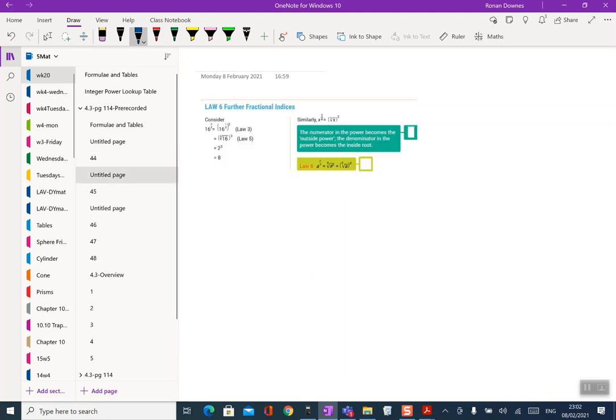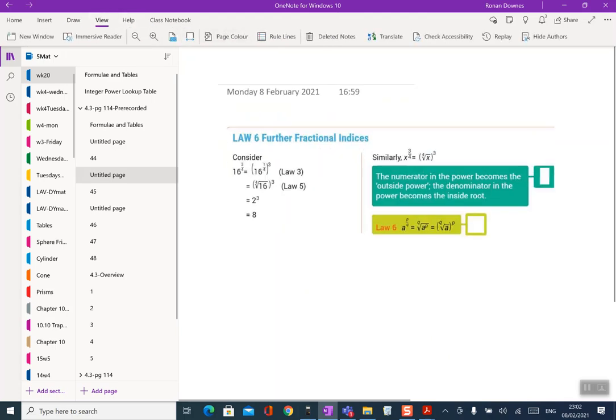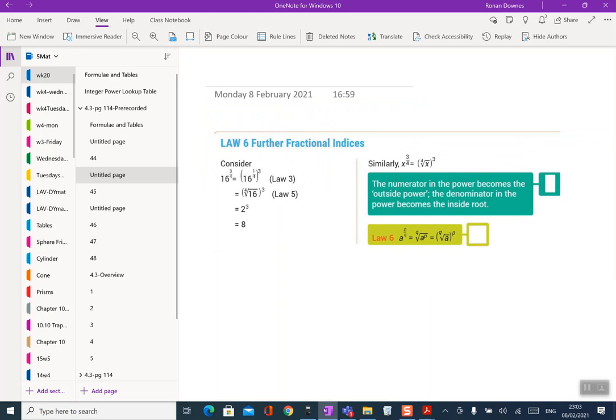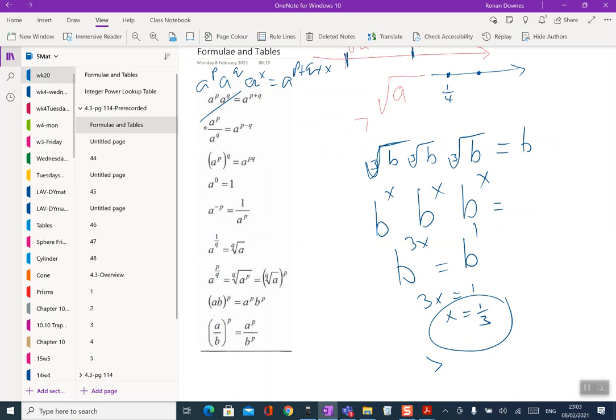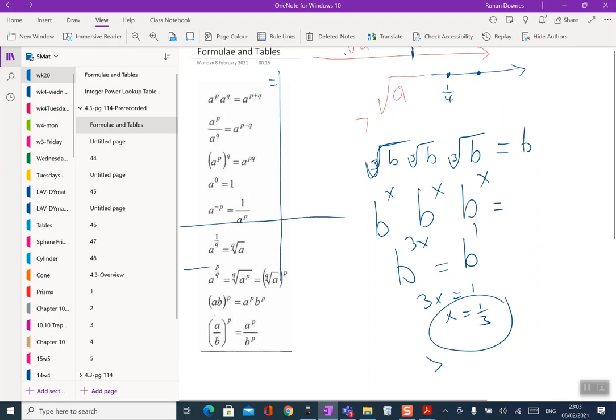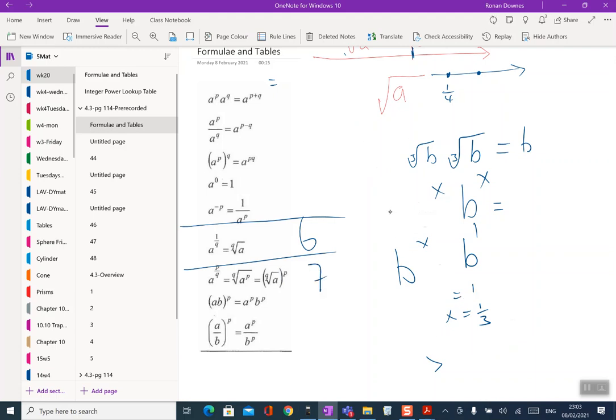So then you go on to another law, which they call further fractional indices. We have a quick look at our tables, and it's the next law down, so we'll call it law 7. The important thing here, if we're keeping tally, is that this was law 6, and now this is law 7. So what's that telling us?